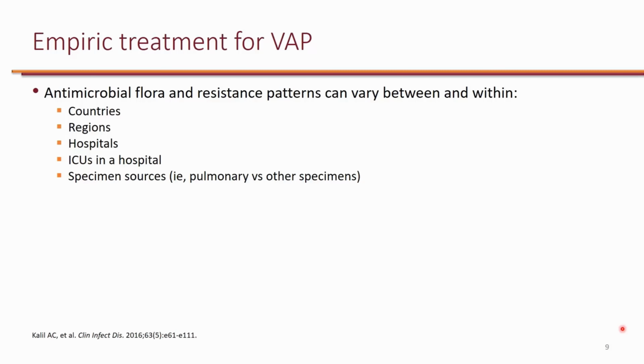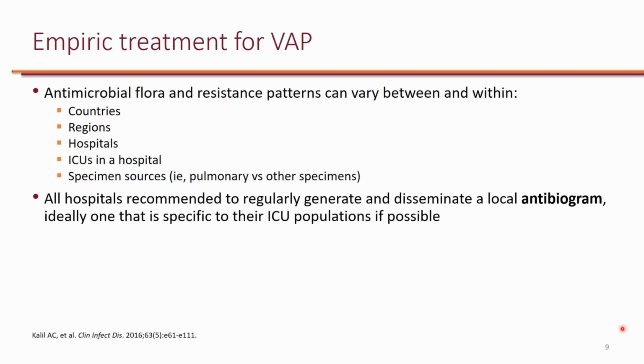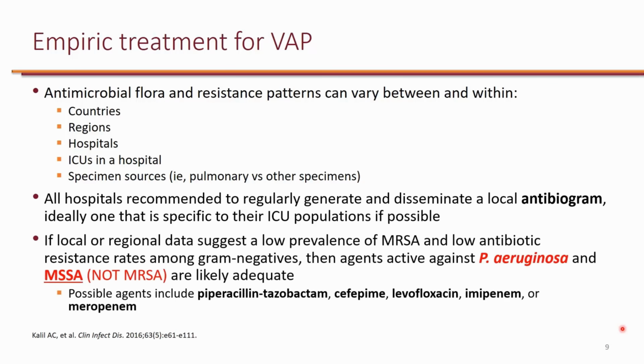And of course, another thing that's important to know is the source of specimen. For example, organisms from the urine versus organisms from the pulmonary specimen can have different resistant patterns. That's why it's recommended that all hospitals regularly generate and disseminate a local antibiogram, ideally one that's specific to their ICU populations if possible. It's recommended that hospitals do this at least once a year.